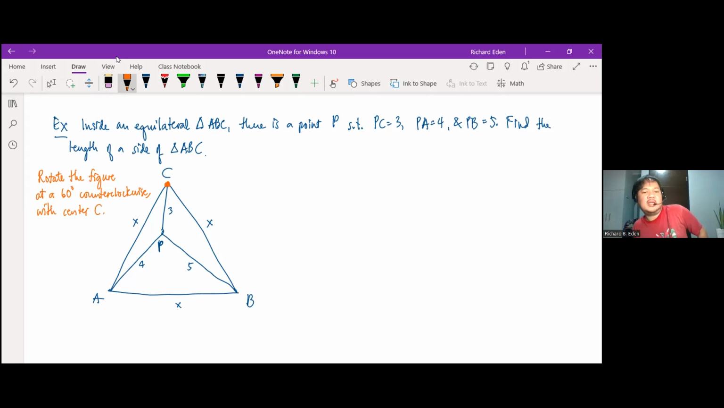So question, what would be the image of, well, C? Because C is the center, it's going to be fixed. But what about A, for example? What would be the image of A if we do this rotation, 60 degrees counterclockwise? It is hard to imagine.